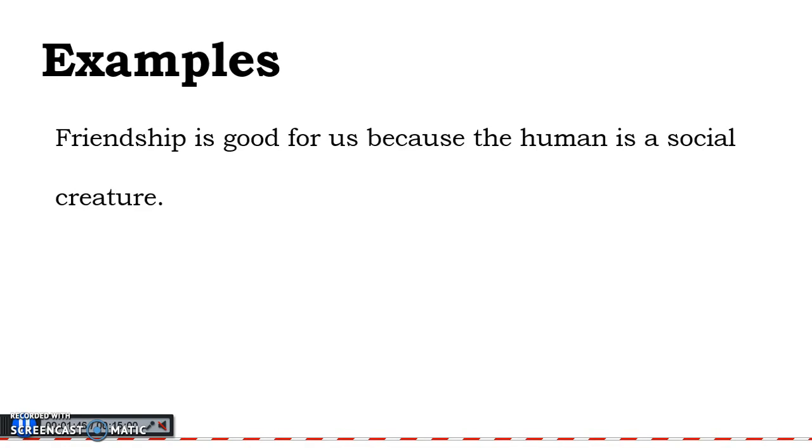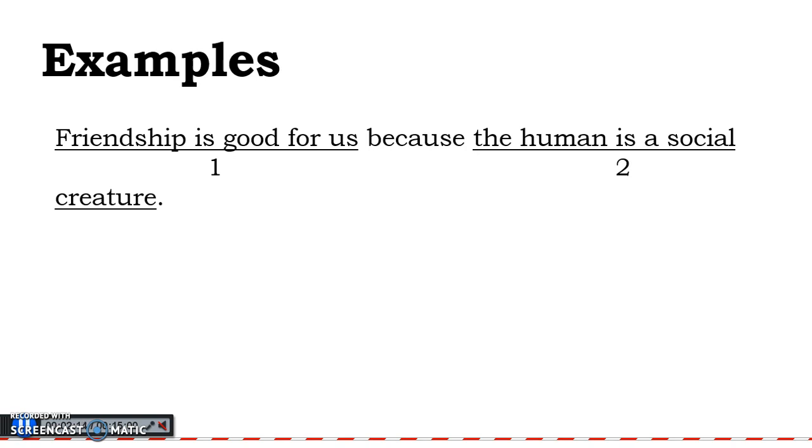Here's a very simple argument. Friendship is good for us because the human is a social creature. Okay, first I want to underline each independent clause or independent thought that's making up this argument. First, there's the assertion that friendship is good for us. I underline that and put a 1 underneath it. And then I underline the next assertion, the human is a social creature. And I put a 2 beneath that.